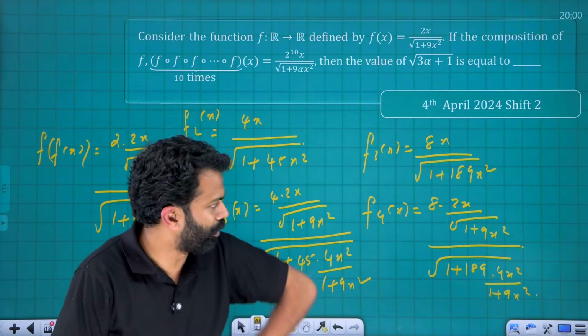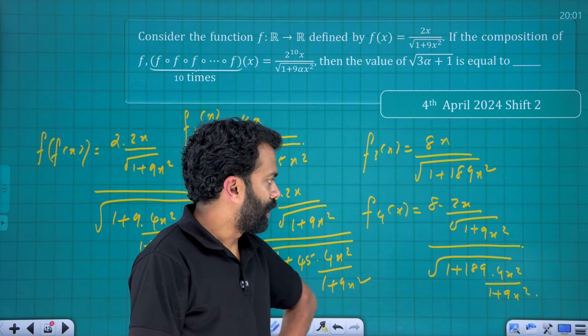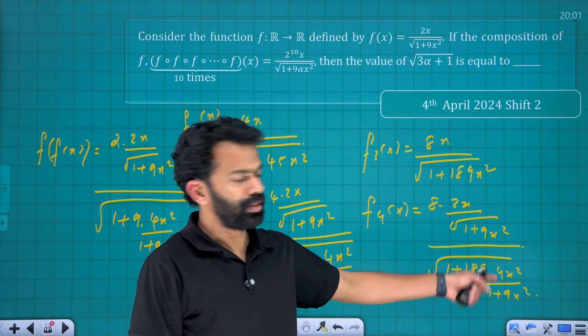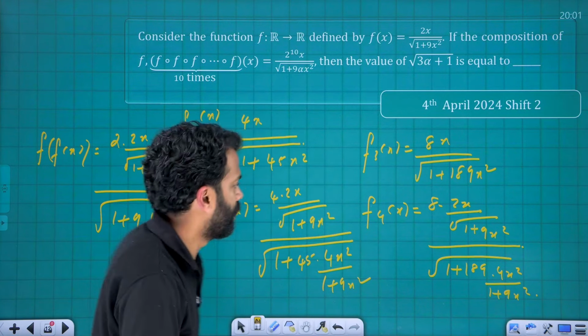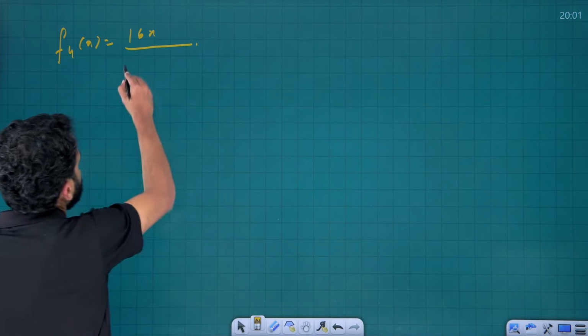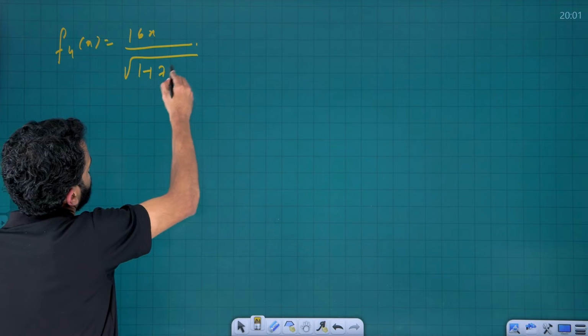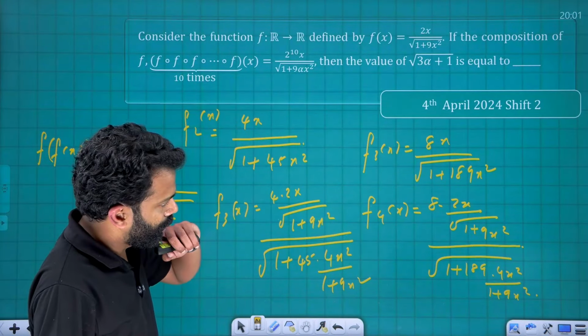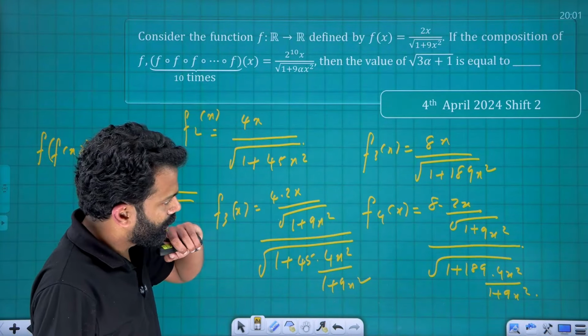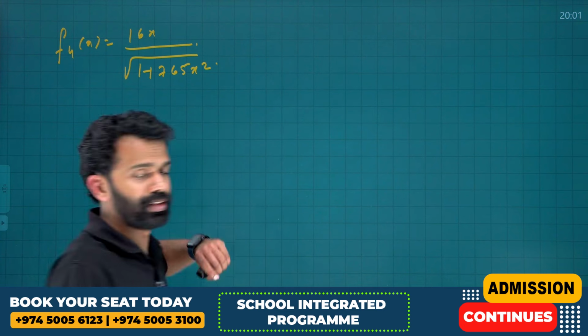What is 189 into 4? 720, 756, 756 plus 9, 765. That is 1 plus 765x square. Okay, 720, 756, 765x square. Fine, so this is what f4 of x is.